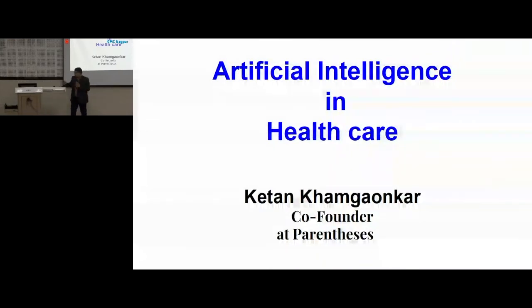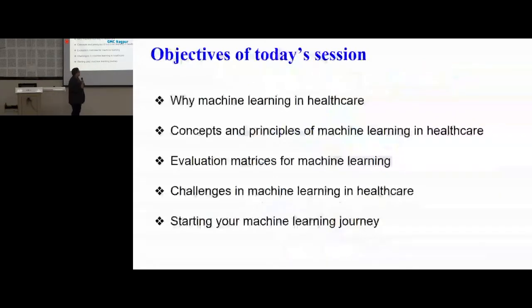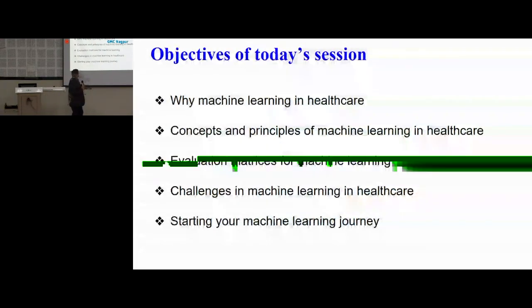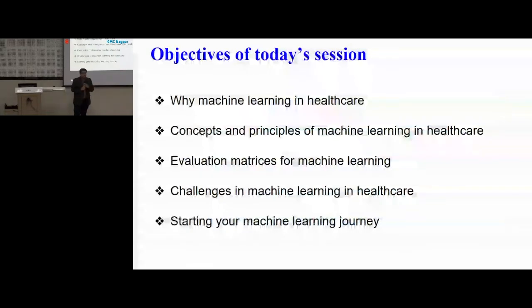So what are the objectives of today's session? The objectives are why machine learning in healthcare is so important. Second is concepts and principles of machine learning in healthcare. Third is the evaluation metrics. Once you have used machine learning on one of your problems, you need to evaluate how the model is performing. Fourth, there are a lot of challenges in machine learning as far as the healthcare sector is concerned, so we will address some of them. And finally, you will be able to start your machine learning journey from here onwards.